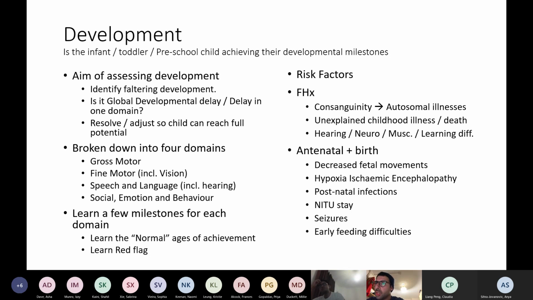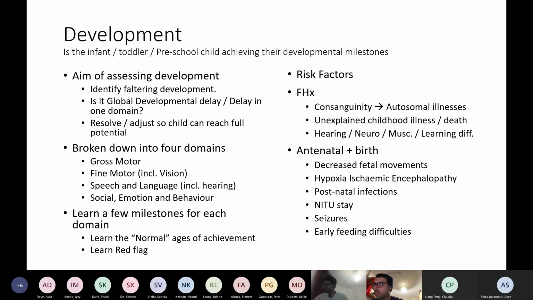But let's carry on. So we talked a bit about risk factors and the perinatal, postnatal, and antenatal, and also hereditary. We talked a bit about family history. So things you can ask about autosomal illnesses. It's an awkward question, but we do need to ask. Any unexplained childhood illnesses or death. And then any other difficulties, be that hearing or muscular or learning or neuro. Then we ask about their birth, and this is when we go into what we talked about already. Did they have any hypoxic ischemic encephalopathy, HIE, which we're going to talk about? Decreased fetal movements from birth. Any postnatal infections? Did they stay a long time in the hospital? And did they have any seizures?